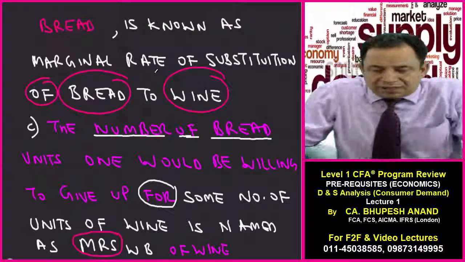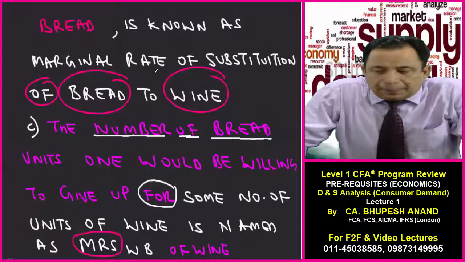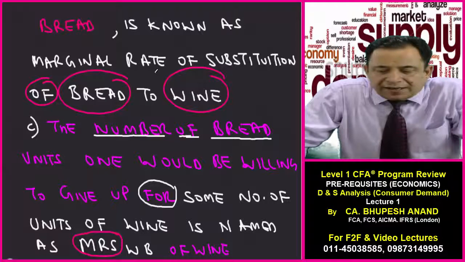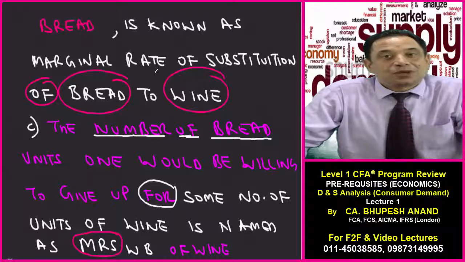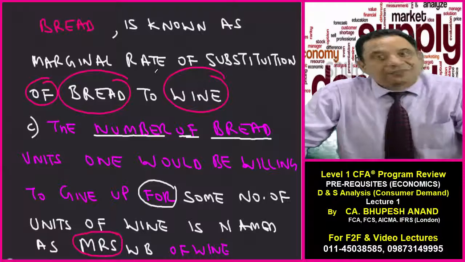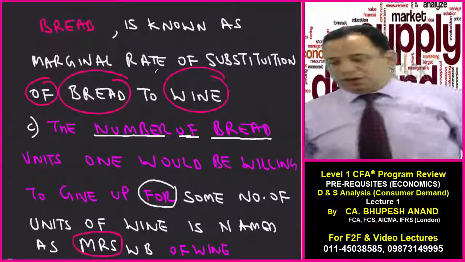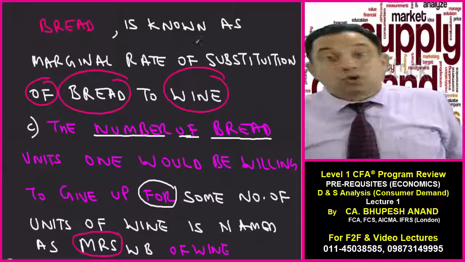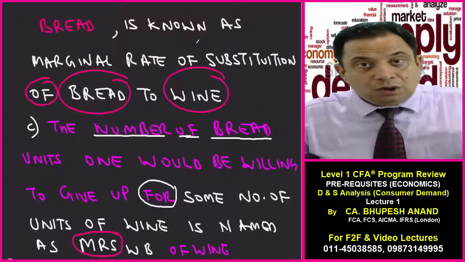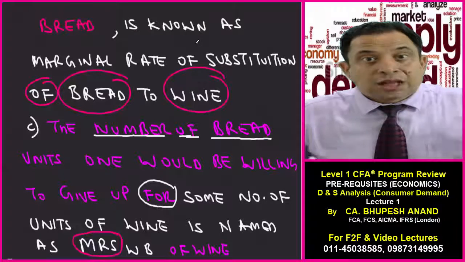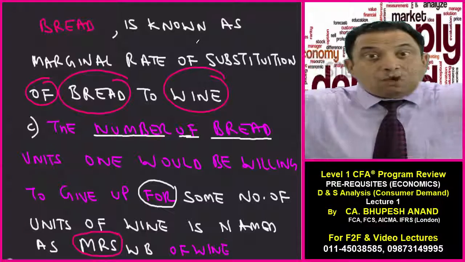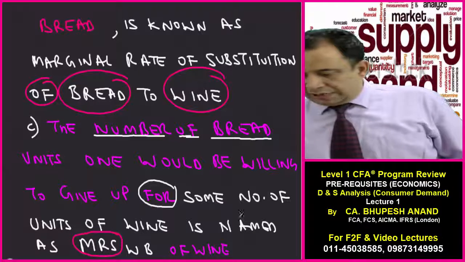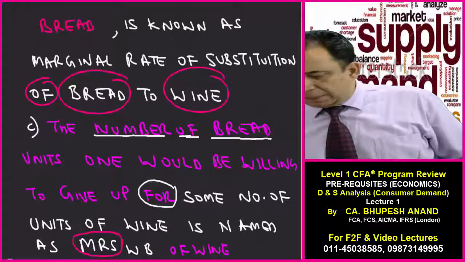The number of bread units one would be willing to give up for some number of units of wine is named the marginal rate of substitution of wine for bread. You can also write this down in this manner. Please note down, my dear friends. I am again telling you, you have to prepare the class notes, and for revision and examination purposes, these notes are more than enough. That's why I am not using any PPT and all that.